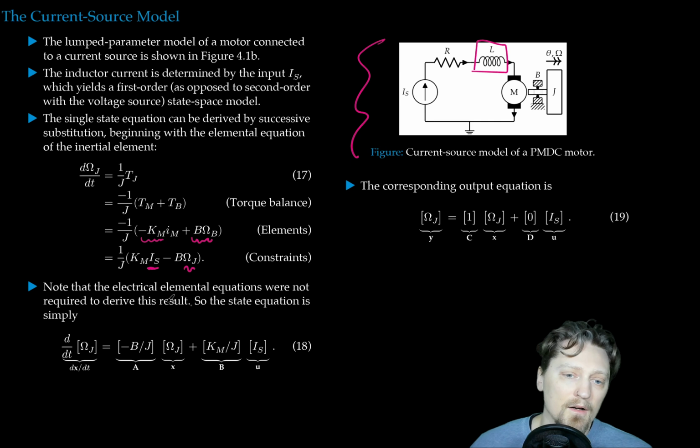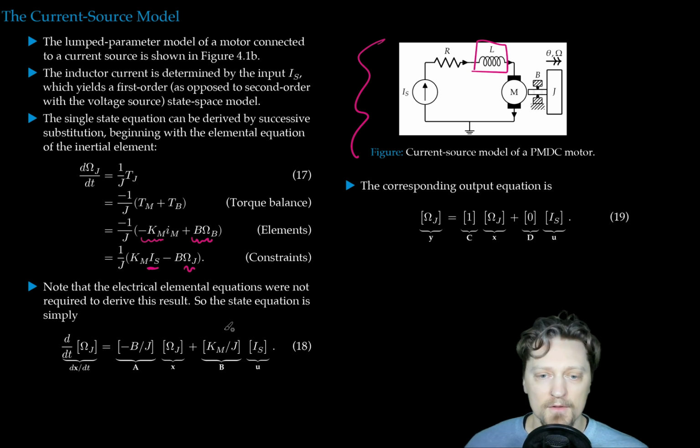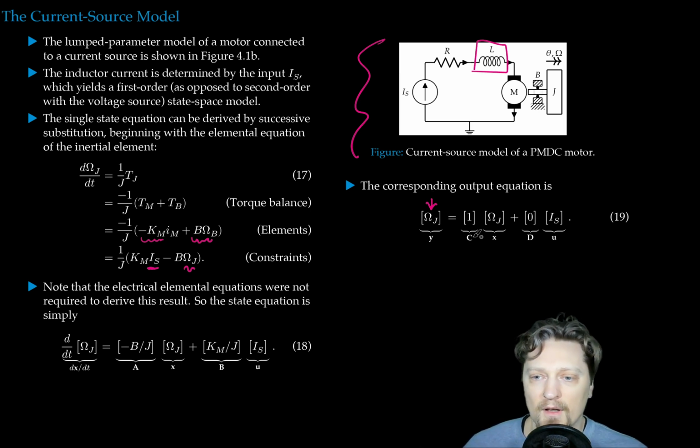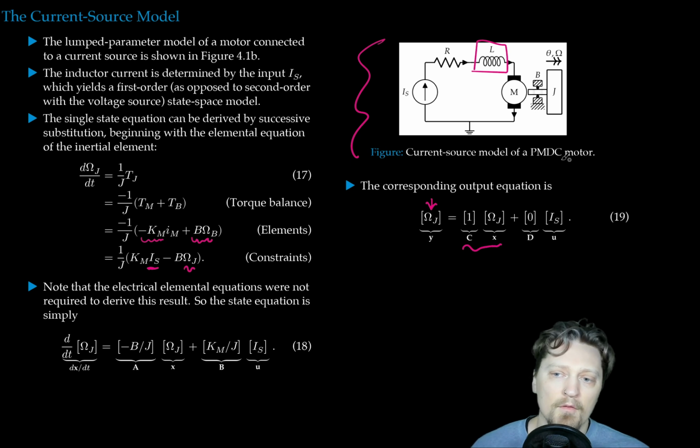So here is our state model. We have the time rate of change of omega j, so dx/dt, equals, here's our 1 by 1 A matrix, times our 1-element state vector x, which is just omega j, plus our B matrix, which is also a 1 by 1 matrix, times the U vector, which is just Is, our single input. The corresponding output equation, again taking omega j to be the output, the angular velocity of the load or the inertia of the rotor, is given here, where we just take omega j from x.